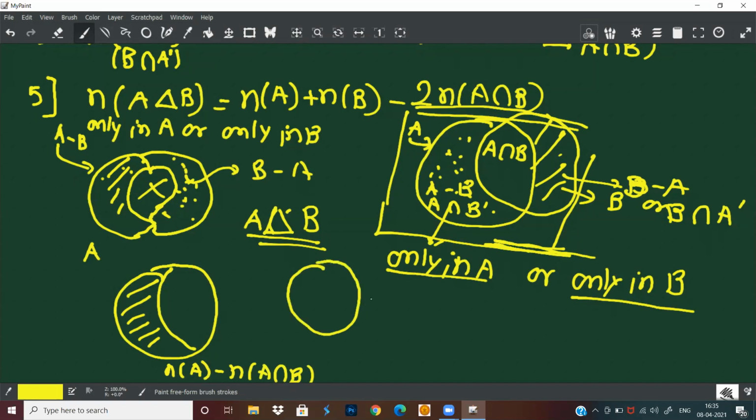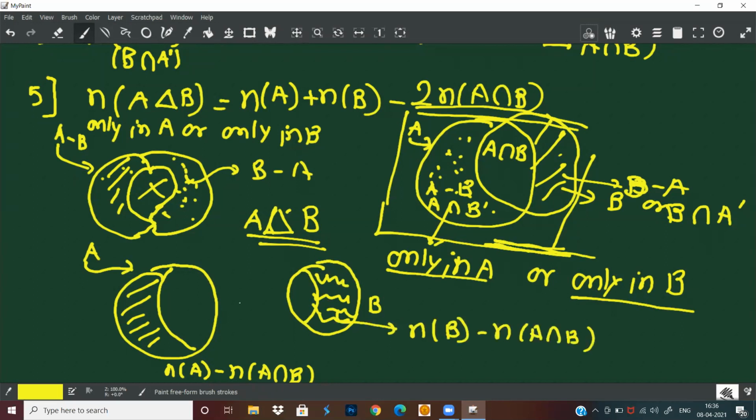अगर ये मेरा B है, so this is my A, right? And this part of B, which is not in intersection. So is it not n of B minus n of A intersection B? तो मुझे इसका ये दोनों का यूनियन लेना है. So it is ये भी चले या ये भी चले. So addition of the two. So this plus this. So it is n of A plus n of B minus twice of n A intersection B. See if it is clear.